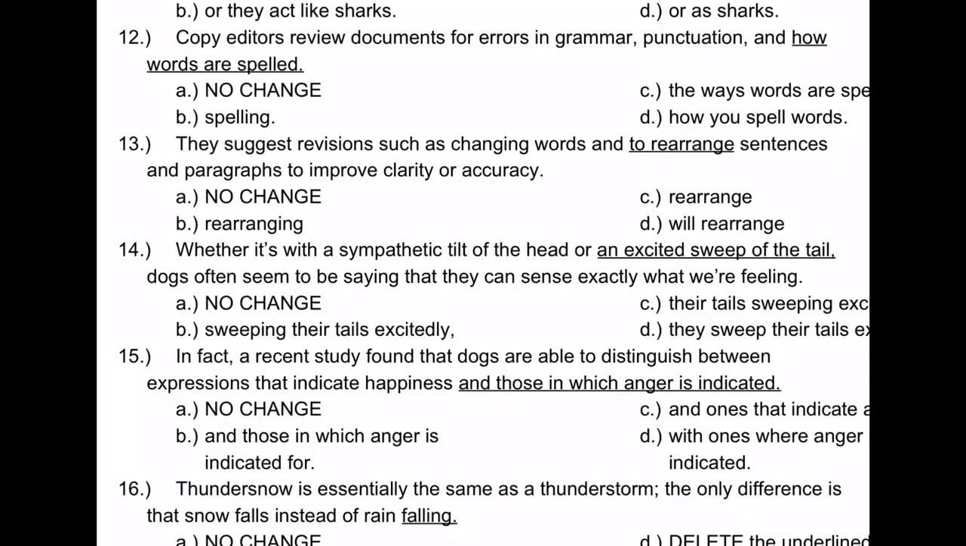Moving ahead to some more practice on parallel structure. We see grammar, punctuation, and spelling. These three things are all nouns. So copy editors review documents for errors in grammar, for errors in punctuation and for errors in spelling. Number 13, they suggest revisions such as changing words and rearranging sentences. That was a repeat.